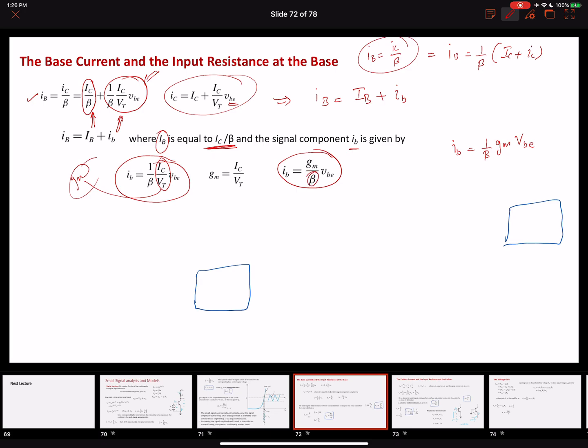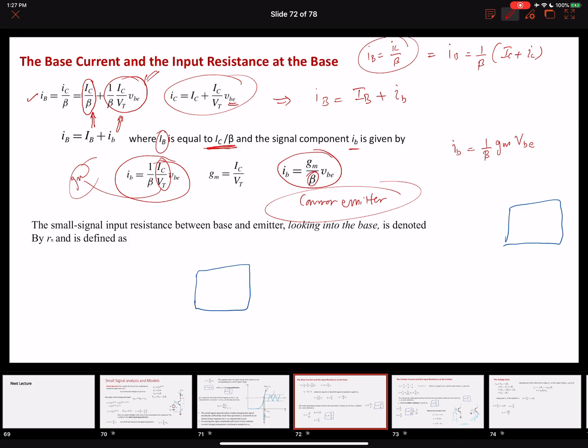Our beta is called the common emitter current gain, where the emitter is common between the base and the collector. In this configuration with a common emitter, if we look into the base terminal, we are going to see a small signal resistance at the base terminal. So beta is for the common emitter configuration. In the common emitter model, if we look into the base terminal, the resistance between the base and emitter is denoted by r pi, and we're going to discuss this in more detail shortly. So our resistance r pi is, to be more precise, the resistance between the base and the emitter in a common emitter model.